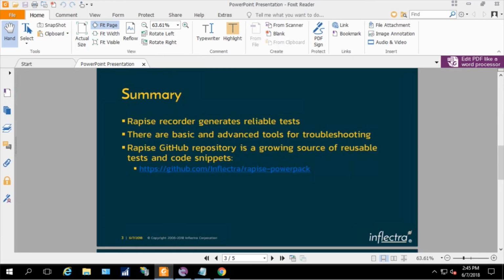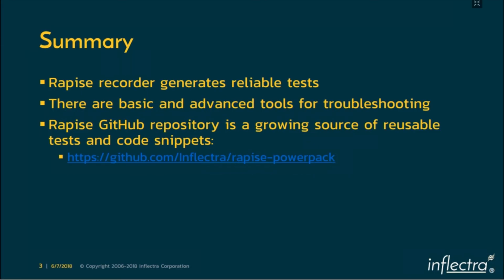Okay, let's go to our slides and see what we have here, the summary. So Rapise Recorder actually generates reliable tests. So what you could see in the session is that all errors that were made were actually human generated. So just incorrect loop borders and not incremented line number. So Rapise did its job honestly. So Rapise has basic and advanced tools for troubleshooting.